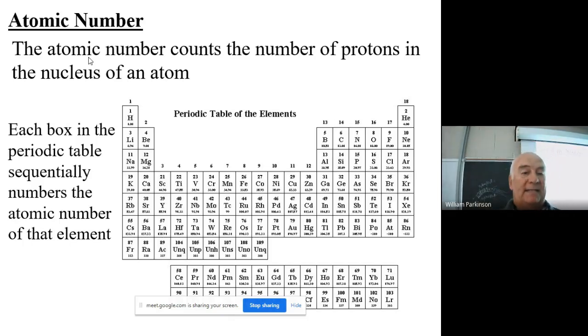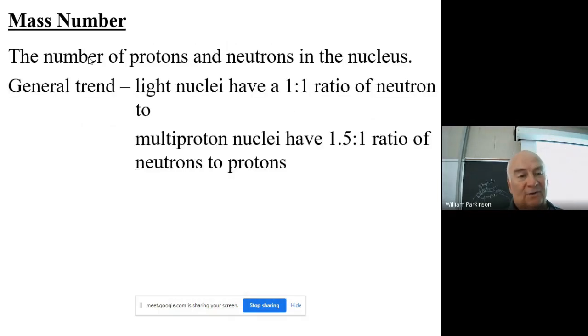Like beryllium is element number 3. That means it has 3 protons. Well, it has 3 neutrons to go along with them. Say fluorine is element number 9. In a fluorine nucleus, you're going to have 9 protons and 9 neutrons. When you get further down the table, to the heavier ones, they have more like a 1.5 to 1 ratio of neutron to proton. Something like lead would be in that category.